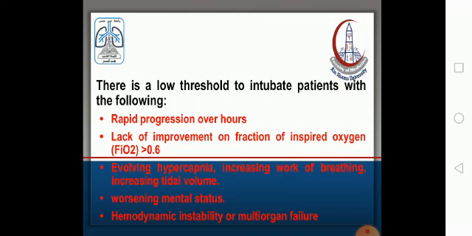So when to intubate those patients? When there is rapid progression over hours, lack of improvement on fraction of inspired oxygen more than 60%, evolving hypercapnia or increasing work of breathing, worsening of the mental status, or hemodynamic instability and multi-organ failure.